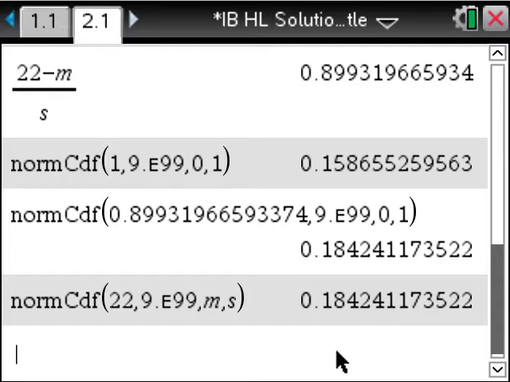And then simply it's a case of multiplying those values by 100 and rounding to 3 significant figures. We're done.